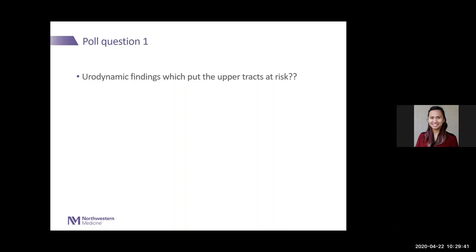All right, so we're going to start with our first poll question. And let's talk about what urodynamics findings put your upper tracts at risk. So there could be more than one correct answer. So what are you worried about? Upper tract deterioration, reflux, high pressure detrusor contractions during filling, high compliance, low storage pressures, or a high Valsalva leak point pressure? I'll give everybody about 30 seconds and then we'll go over the answers one at a time.